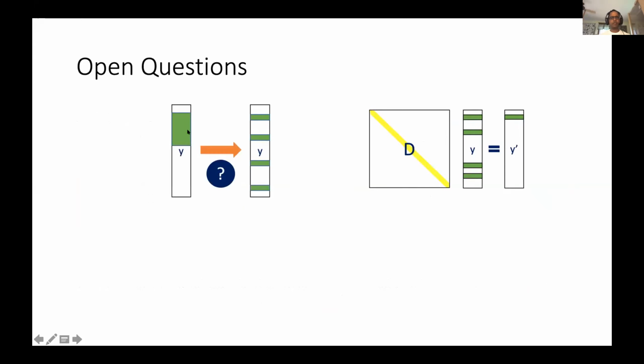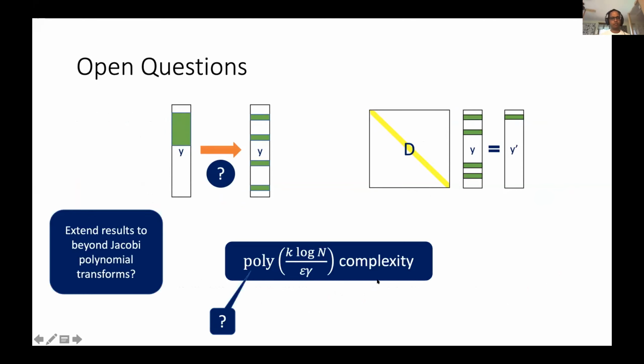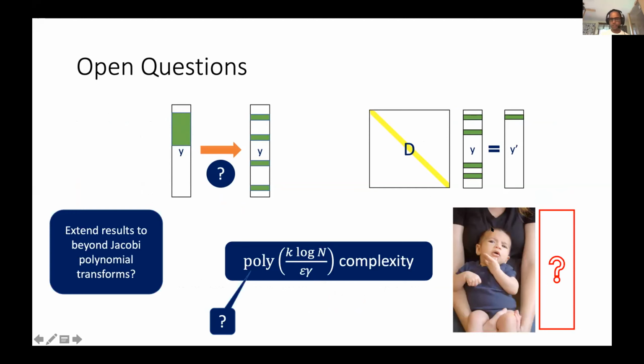Open questions: we don't know how to make this work beyond DFT, how to go from this worst case k-sparse to random k-sparse. The polynomial dependence is pretty bad, and we want to extend it to Jacobi, and beyond Jacobi. And I'm already over time, so I'll stop here. Thanks.